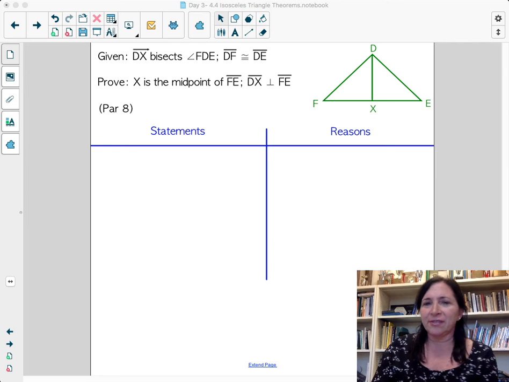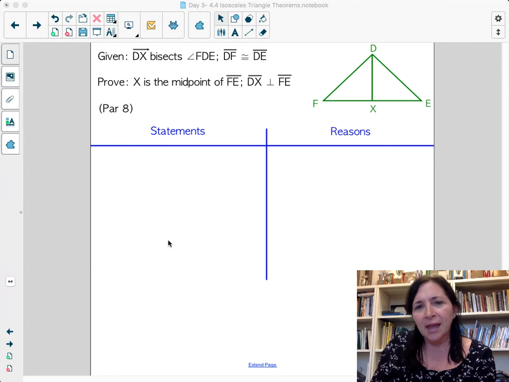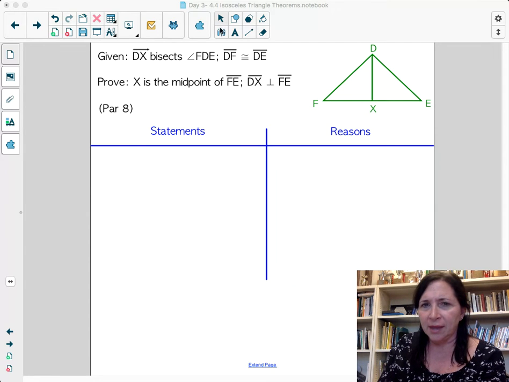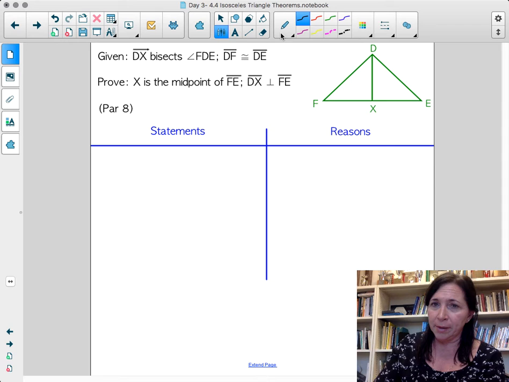Hi, geometry students. Today we're going to learn about the Isosceles Triangle theorem. And so let's get started. We're going to start with a proof warm-up.